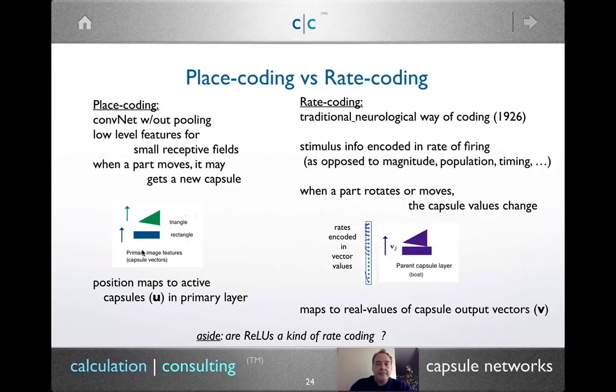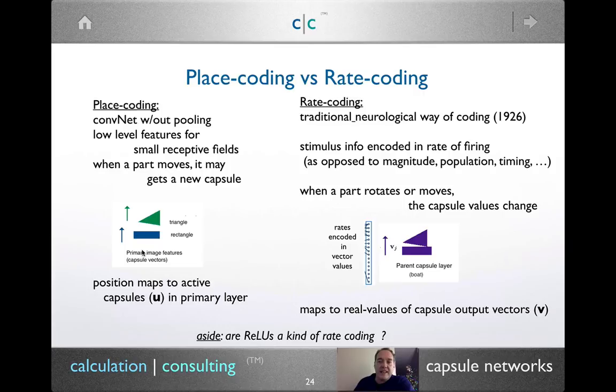Now, rate coding is an idea that goes way back to 1926, the traditional neurological way of coding. What does it mean? It means that if you have a neuron and you give it a stimulus of some kind, in other words, you have a cat brain, you open up its brain, you attach an electrode to it, and you show it an image, certain neurons light up. The stimulus that lights up is actually encoded in the rate of firing. This is a very, very fundamental thing of how neurons capture information.